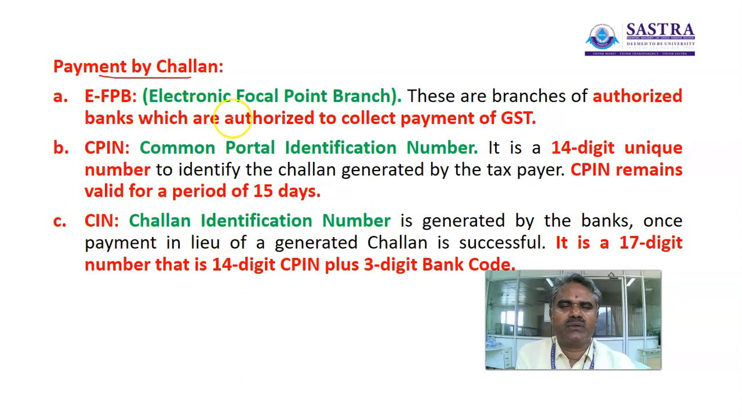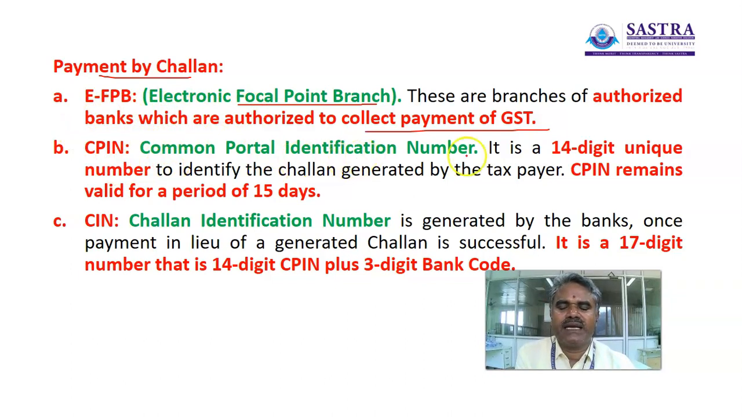The payment should be made through challan. E-challan, electronic focal point branch. These are branches of authorized banks which are authorized to collect payment of GST. Because once you register the business, you have to give the payment bank, which bank is eligible to settle your money or discharge your liability to the government. So, electronic focal point branch.